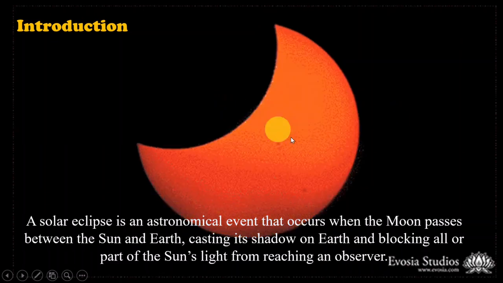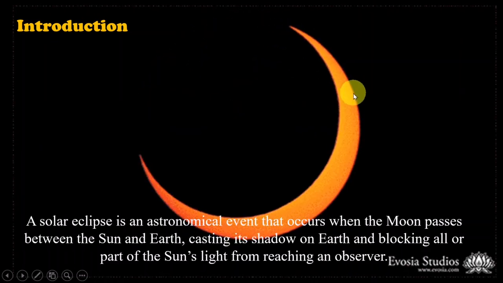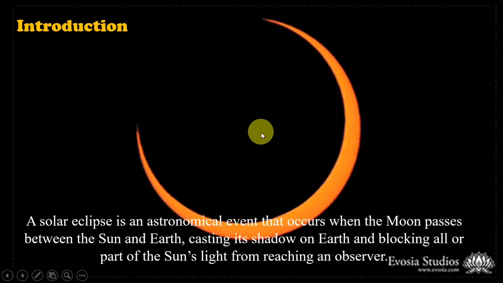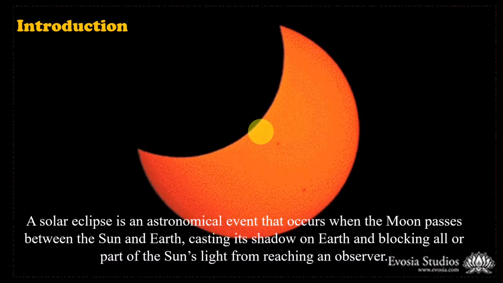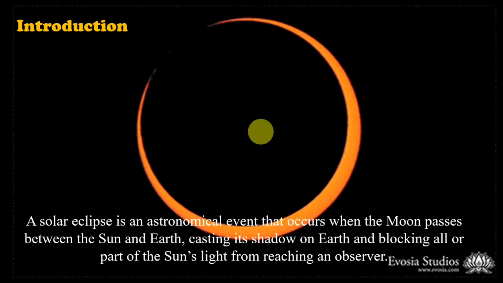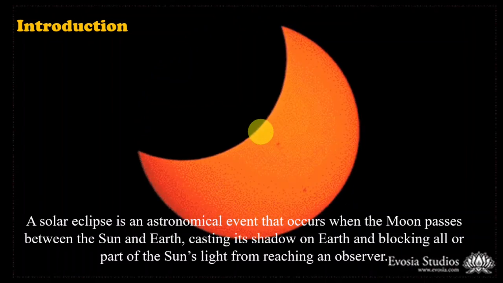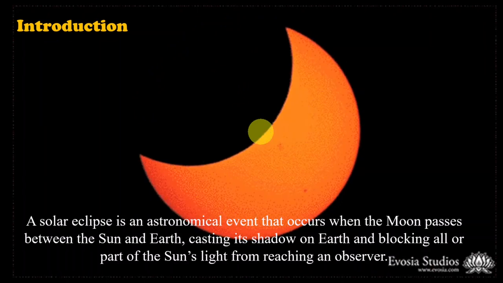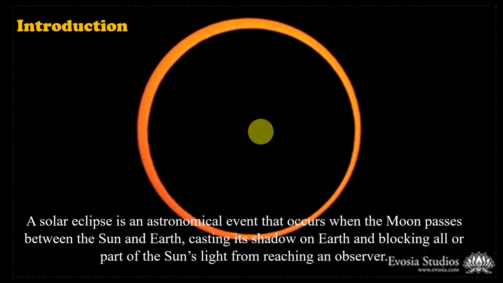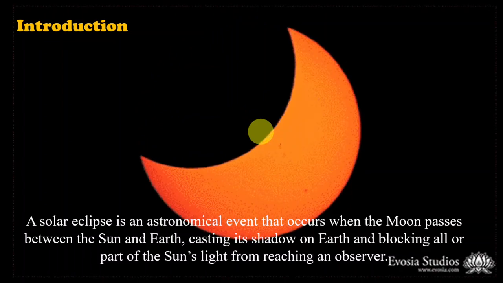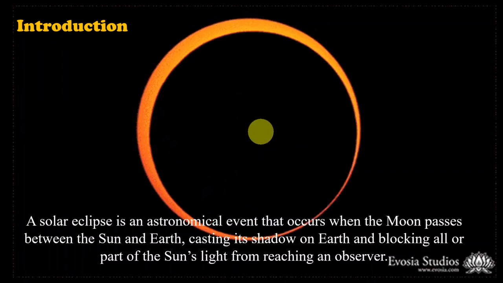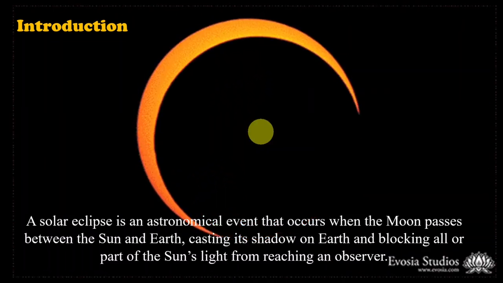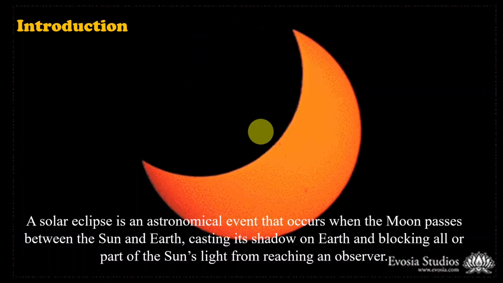So as you're looking at this animation, you can see the sun there, and we here are on planet Earth, and then the moon is passing between the sun and us on Earth. So what happens is that as it passes between the two bodies, the moon casts its shadow on Earth. So that location, the point on Earth where the shadow falls, experiences the solar eclipse, while the rest of the Earth remains as if nothing is happening.